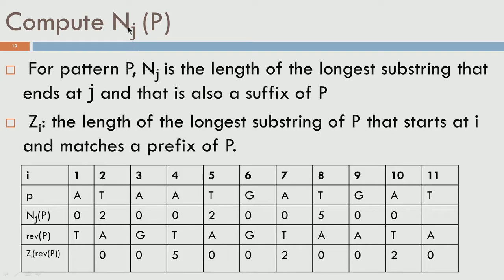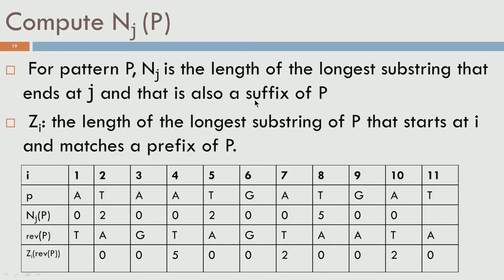So, we maintain now two arrays. One is the n array associated with the pattern P and indexed by j, and also we maintain another array which is called the z array, which is indexed by i for the pattern P. So, let us just look at the jth element of the n array. The jth element of the n array is the longest substring that ends at the jth location, which is also a suffix of P.